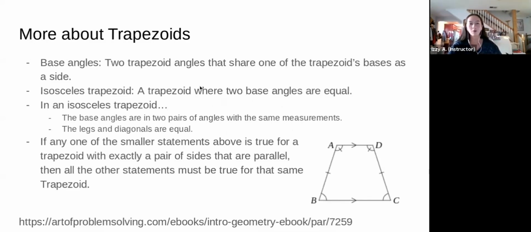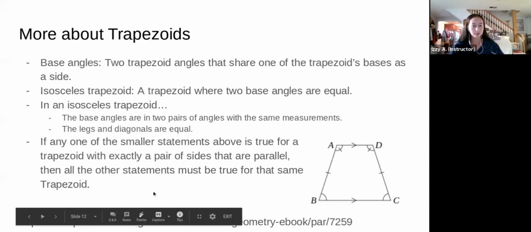Now we have more about trapezoids. Base angles are the two trapezoid angles that share one of the trapezoid's bases as a side. An isosceles trapezoid is a trapezoid where two base angles are equal. In an isosceles trapezoid, the base angles form two pairs of angles with the same measurements, and the legs and diagonals are equal. If any one of the smaller statements above is true for a trapezoid with exactly a pair of parallel sides, then all the other statements must be true for that same trapezoid.